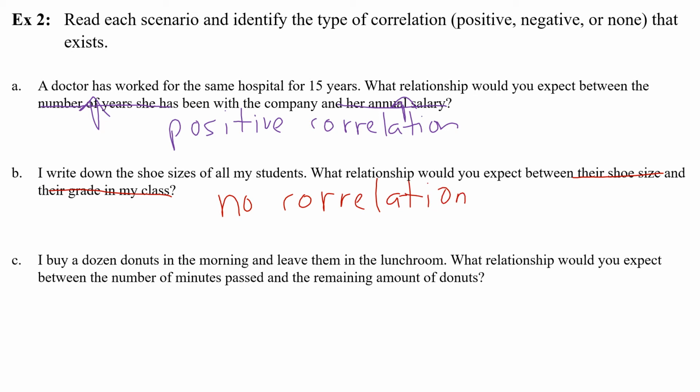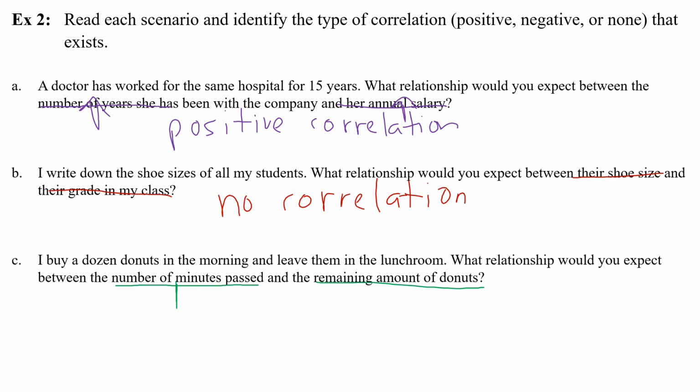And then C says, I buy a dozen donuts in the morning and leave them in the lunchroom. What relationship would you expect between the number of minutes passed and the remaining amount of donuts? So again, identify your two variables, the number of minutes passed and the remaining amount of donuts. Okay, so the assumption here is that I leave donuts in the morning in the lunchroom. So what's going to happen to how many minutes has passed by? That's obviously going to increase, right? So 5 minutes will pass by, 10 minutes, and so on.